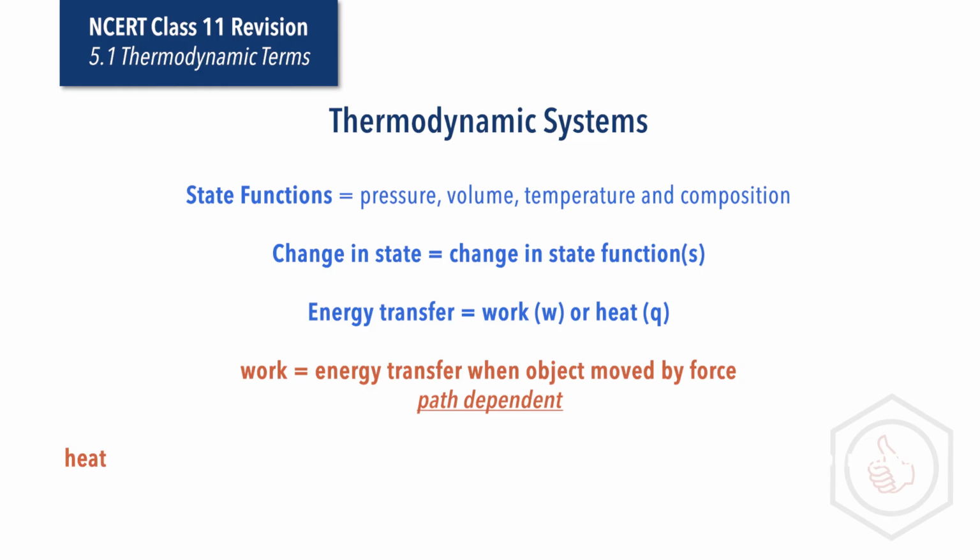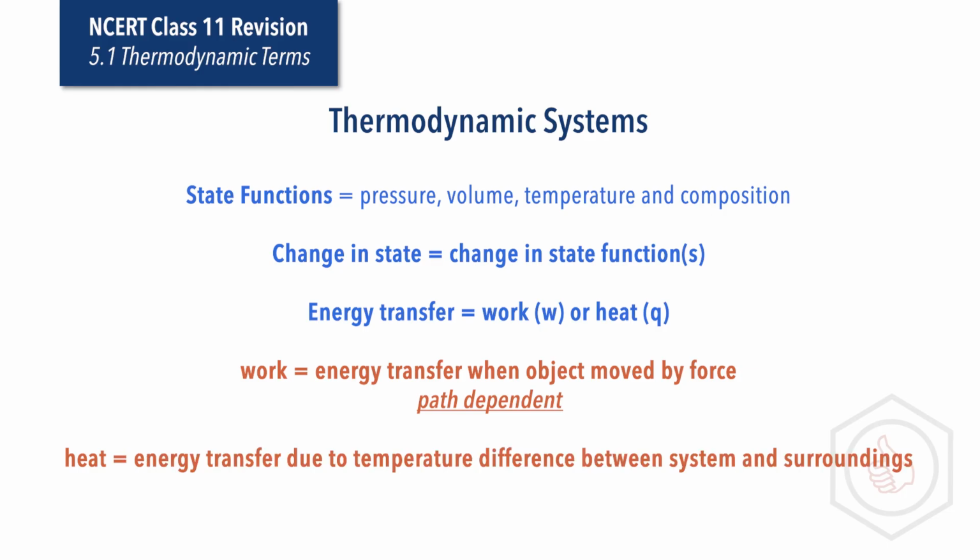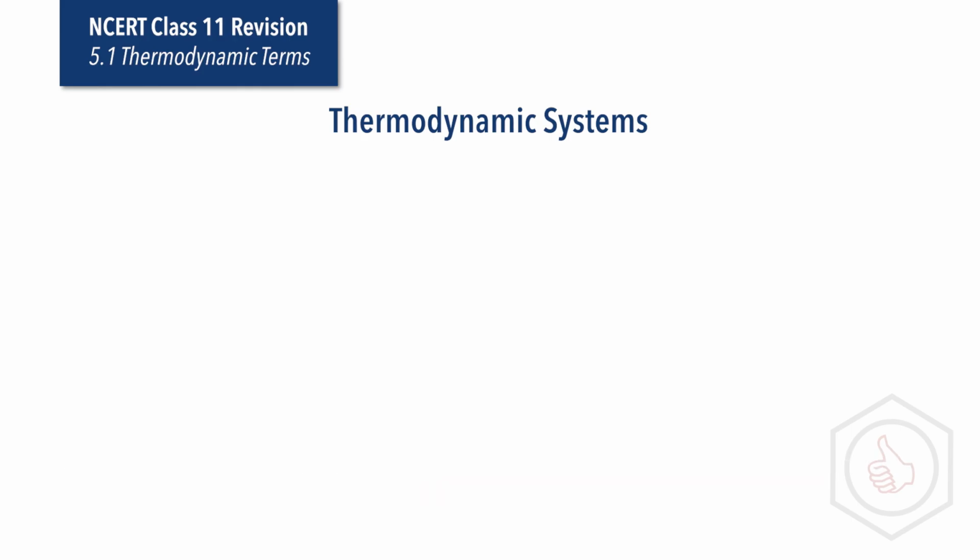Heat is the energy transferred due to temperature difference between system and surroundings. It is also path-dependent, and like work, heat alters the internal energy of the system. Energy can enter or leave a system via both heat and work. They aren't properties of a system, but rather of a process. When either heat or work is supplied to a system, its internal energy changes. This is very important to remember.